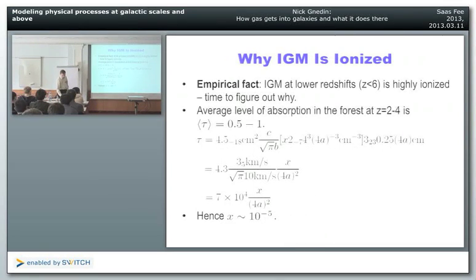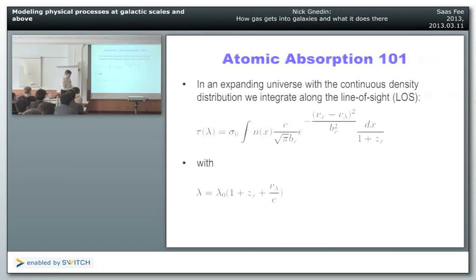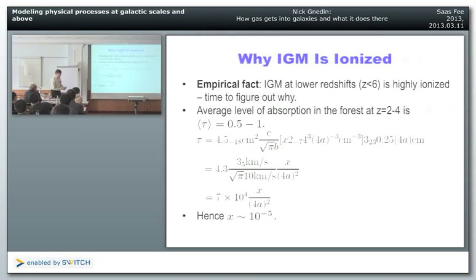Oh, okay, one more. Why the universe is ionized. I promised to tell you that. So if we now go back to this equation, what I want to do is plug in some rough numbers. I know roughly what the mean density of the universe is. I know roughly the size of those density peaks that produce absorption features: it's about 100 kiloparsec. I know the temperature of the IGM is 10,000 degrees. So I just put all those numbers in.